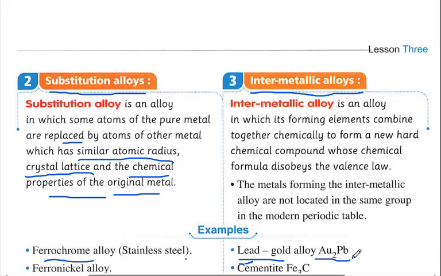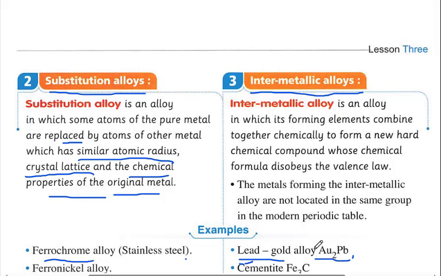It is not just mixing. It is not just a physical mixture. It is a chemical compound, and this compound does not obey the valence rules. Means here lead may be +2 or +4. Gold here, the normal oxidation state is +3. So when we apply the rules of how we name or how we write these chemical formulas, it does not obey the rule.